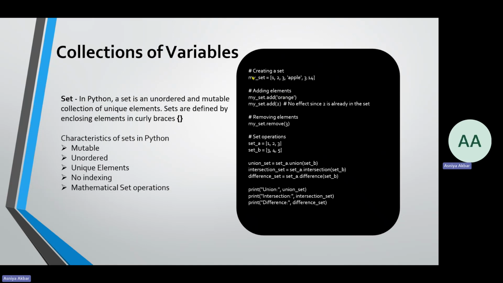So you can see here we have created a set using curly brackets. You can have multiple different data types. You can add elements to a set, remove elements from a set. All of this can be done using different methods. Here we have mentioned only add and remove, but there are multiple different methods that can be used. You can even perform set operations like union, intersection, and difference. So these are all different methods. All you have to do is give the name of the set followed by the method that you want to use, and then give the name of the other set. And you can also print all of these.